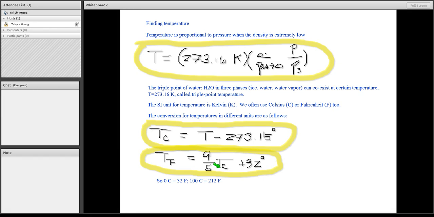What about when you have a temperature that's at 100? When the temperature is at 100 degrees Celsius, you plug into here and then plus 32, then you will get 212 Fahrenheit. So these are the equations that you'll find very handy when you want to do the conversion.